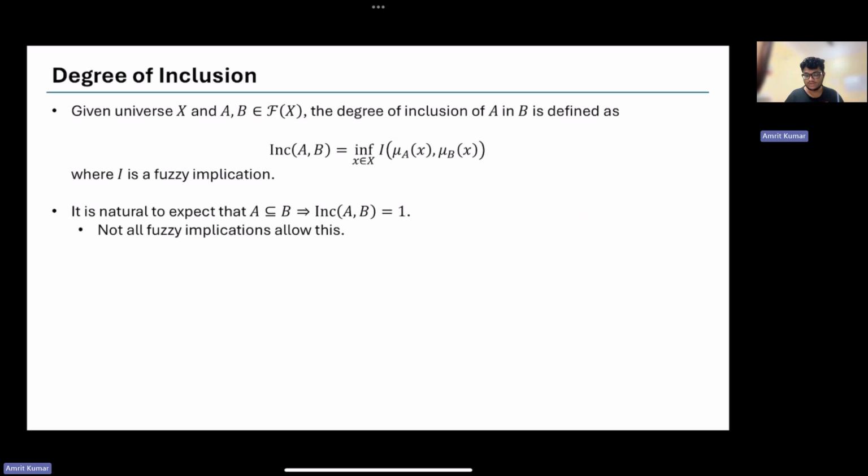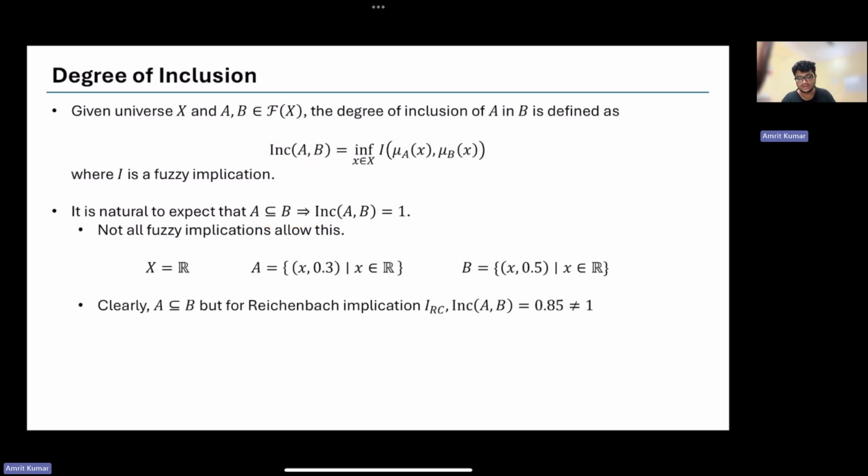Now, remember that this inclusion measure is based on a fuzzy implication, right? So it happens that if you take an arbitrary fuzzy implication I, then this condition that we naturally expect to hold is not satisfied. In fact, you can quickly construct a counterexample.